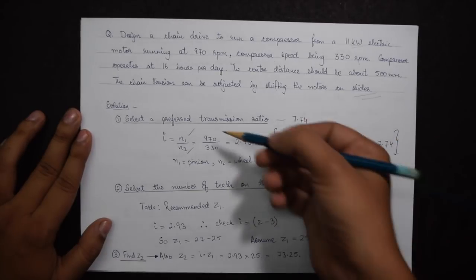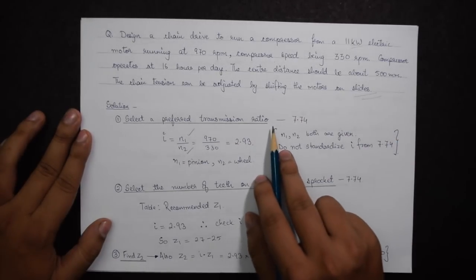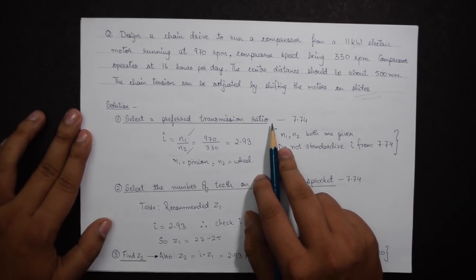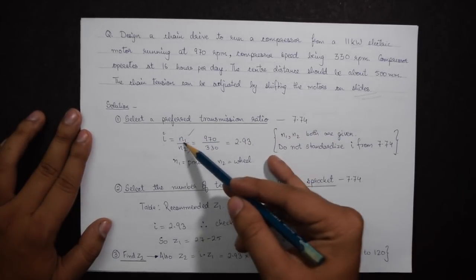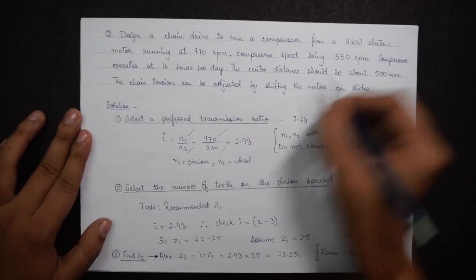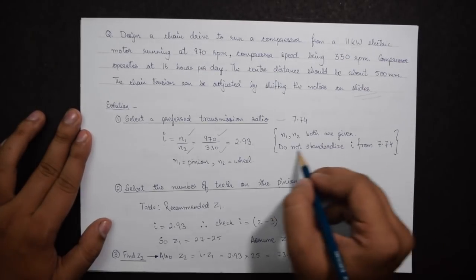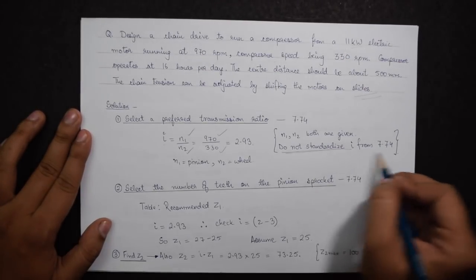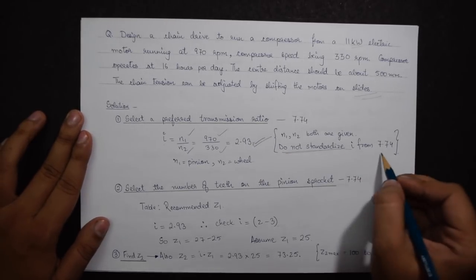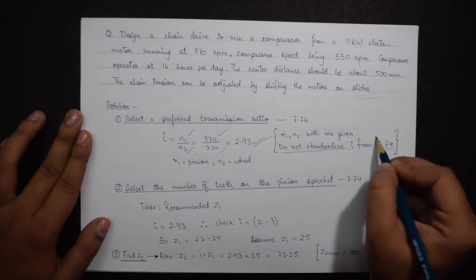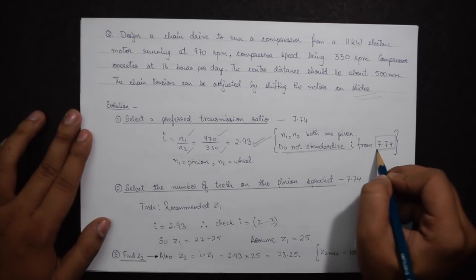So step 1 is select a preferred transmission ratio. We know the formula I is equal to N1 by N2. Since both the values of N are given, we will not be standardizing the value of I and let it remain as 2.93 only. If we want to standardize the value of I, we can very well go and look at page number 7.74.